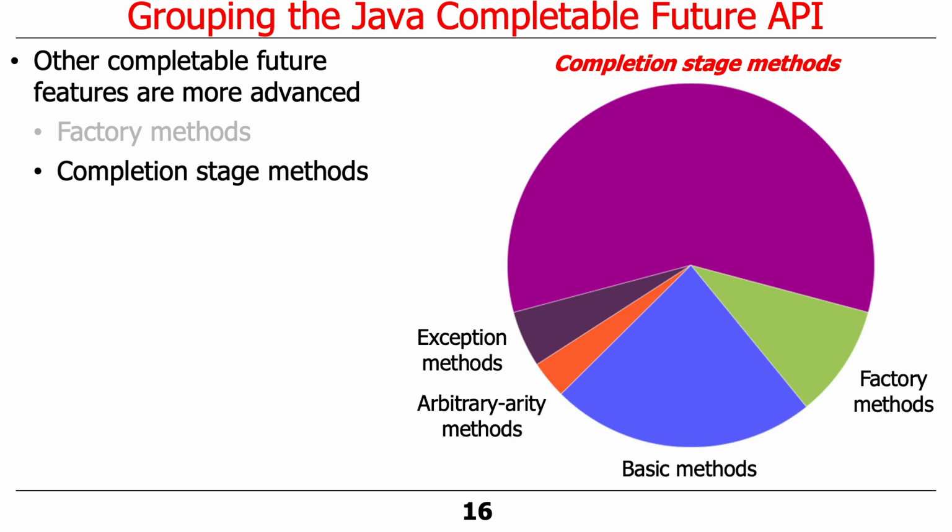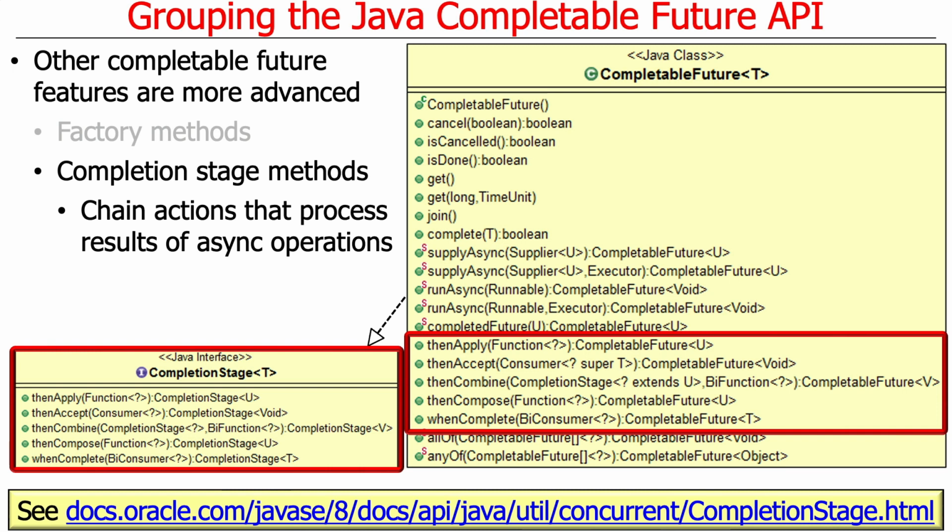The next group of methods are called completion stage methods. There are a lot of these. You can see that about 2/3 of the methods in the Java CompletableFuture class are completion stage methods. And we're going to subdivide those into further groupings when we get into this in more detail. At one level, most of these methods are used to chain dependent actions that are called or triggered when asynchronous operations complete in order to process the results of those asynchronous operations.